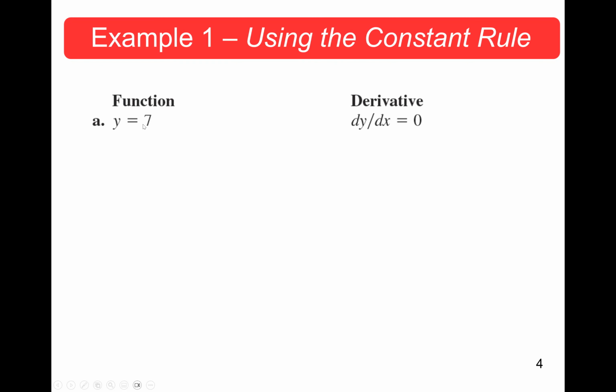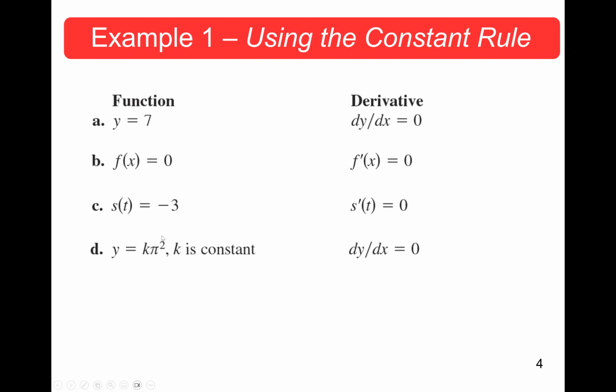So here we have y equals 7. To find the derivative of y equals 7, the answer will be 0, so dy/dx equals 0. And we have f(x) equals 0. The derivative of f(x) equals 0 is also 0. We can represent the derivative of a function as d/dx or as a prime. So s(t) equals -3, and the derivative of s(t) will be 0.